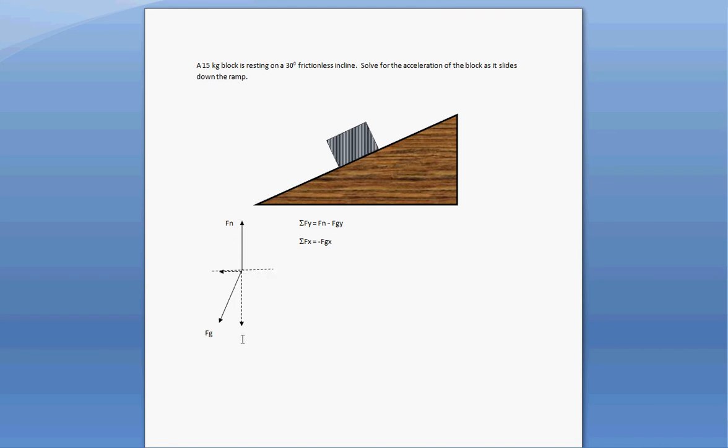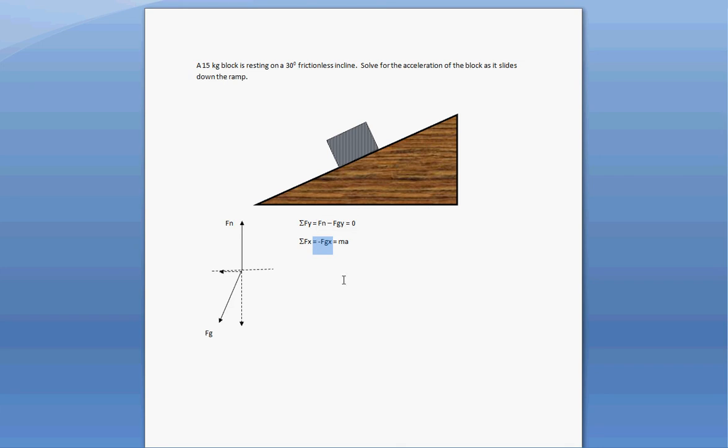The block is not accelerating up or down, so that means that this equation is equal to 0. The block is accelerating to the left or right, so that means that our x equation is going to be equal to mass times acceleration. Okay. We're going to be solving this equation because this is the equation that has acceleration in it. We are not going to be using this equation because we're not solving for Fn, and it doesn't really help us to solve for this equation. If we were solving for Fn, we would use the top equation. So that means that we're going to need this.